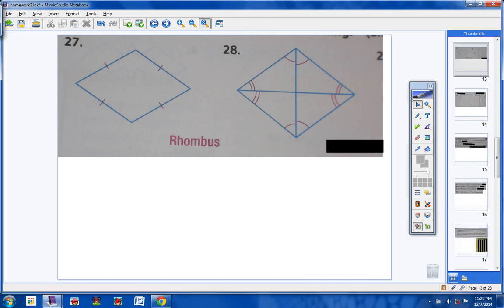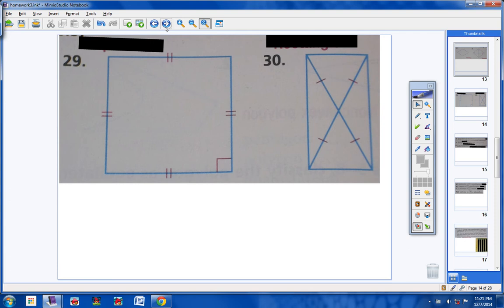A rhombus has diagonals that bisect angles, so this has to be a rhombus, okay? Alright, number 29 and 30. Now notice here, guys, look. Remember, I have a parallelogram, okay? So if I have a parallelogram, then I know for sure that was given to us in the directions. The directions said you have a parallelogram.